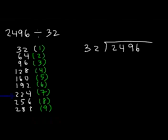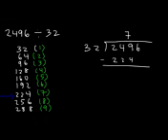But 224 is the highest number that's less than 249. So we could say that 32 goes into 249 7 times. 32 times 7 is 224. And then 249 minus 224, that is going to be, well, 9 minus 4 is 5. 4 minus 2 is 2. And 2 minus 2 is 0, so it's 25.